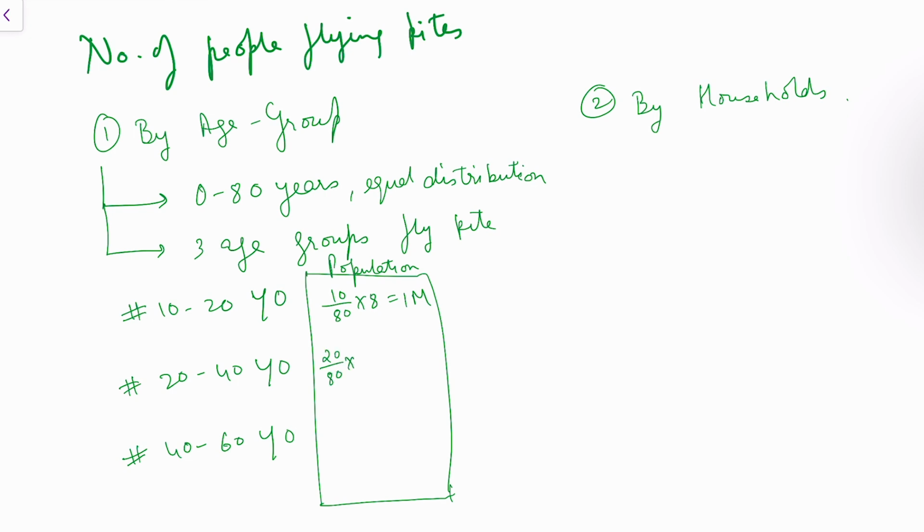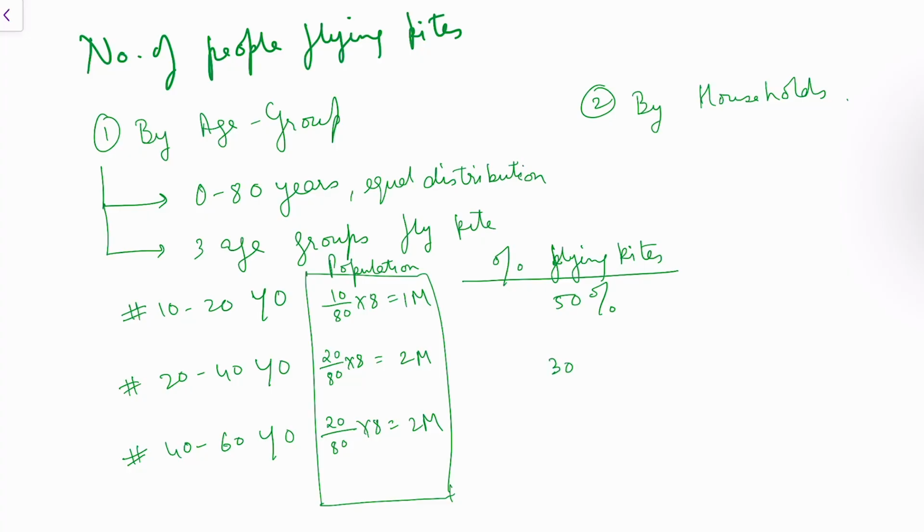अब ये call out करना बहुत ज़रूरी है that not all of these 1 million people in this age group are going to fly kites. Maybe there's only a 50% chance of these people flying kites, right? For 10 to 20 years, it's going to be higher because these are young kids, they're enthusiastic. वही वाला percentage, maybe if you go to the 20 to 40 years age group, then that 50% is going to reduce to say 30%. Only 30% of people in that second age group are going to fly kites.